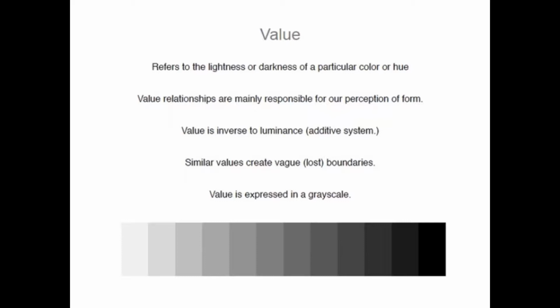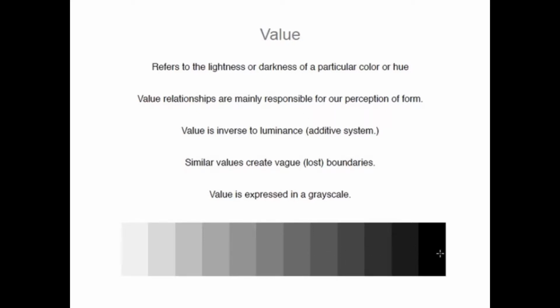So things that are on the lighter end of the value scale would be higher in luminance but lower in value. Things that are on the darker end of the value scale will be higher in value, lower in luminance. So less light is reflecting from the surface, or more light is reflecting from the surface. Value is generally expressed in a grayscale. And as you can see here, there is a grayscale going from white to black. We have white, we have our light grays, we have our middle grays, and we have our dark grays, and we have black.